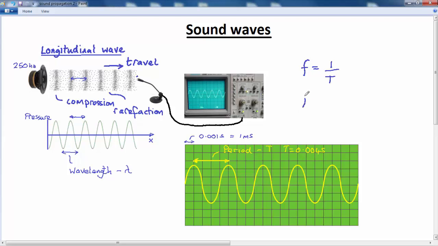And it is, as I said earlier, f is equal to 1 divided by, in this case, 0.004 seconds, which is equal to 250 cycles per second, or hertz.